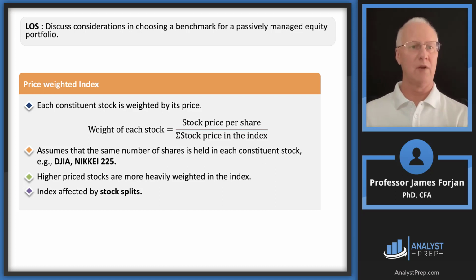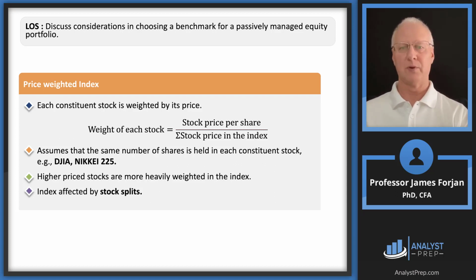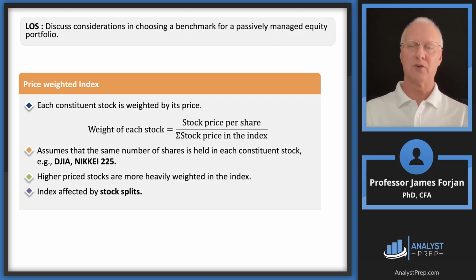Price-weighted index. We know the Dow Jones Industrial Average is a price-weighted index because we can read the Wall Street Journal every day and it'll provide us with the divisor. So the weight of each stock is the stock price per share divided by the sum of all of the other stock prices. What this means is that those higher price stocks are more heavily weighted in the index.